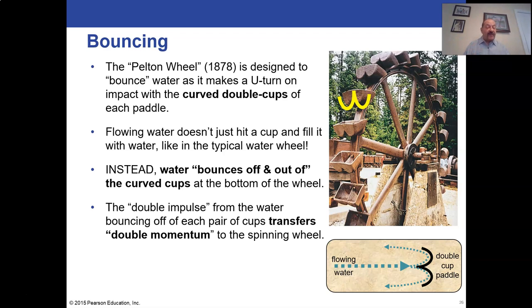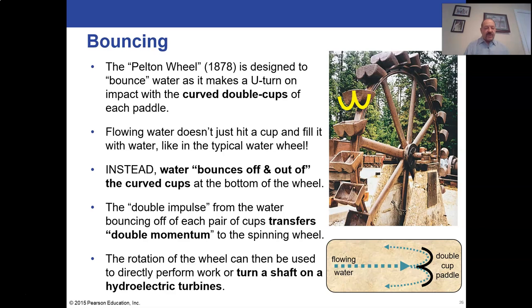And this transfer of the double momentum to the wheel, this double impulse, causes the wheel to spin much faster than you would with a standard water wheel that's really just dependent on how fast the water is moving. So the rotation of the wheel can be used to directly perform work. You can have something attached right to the axis of the wheel, the shaft of the wheel, the axle in the middle, or you can actually have it turn turbines and make hydroelectric power as a result. So this really is an amazing revolutionary invention by Pelton in 1878, and it's still in use today to create energy from just letting water hit this water wheel.